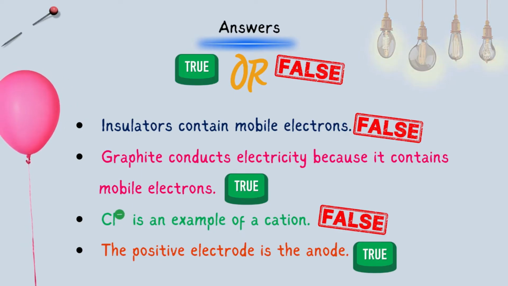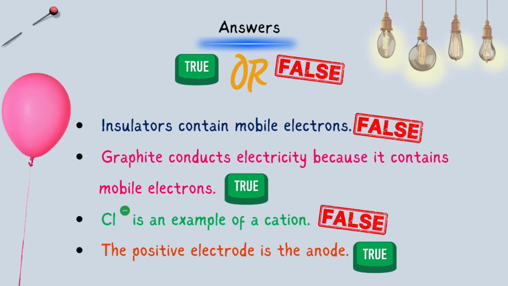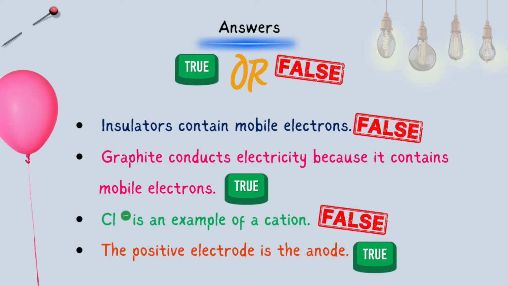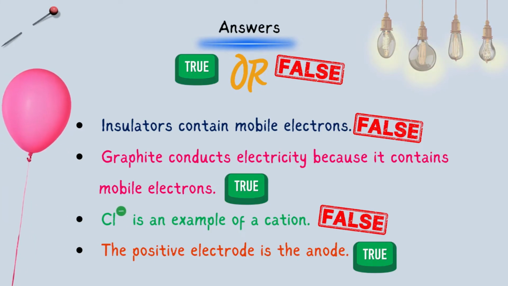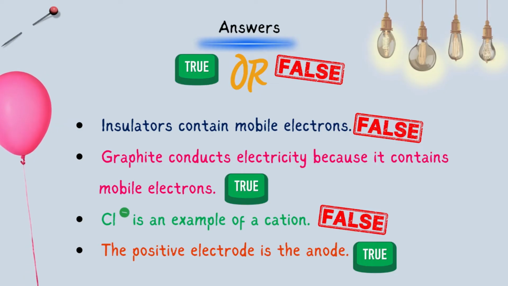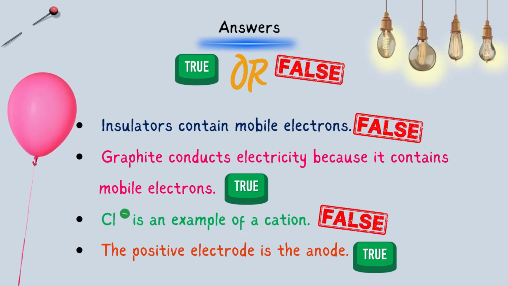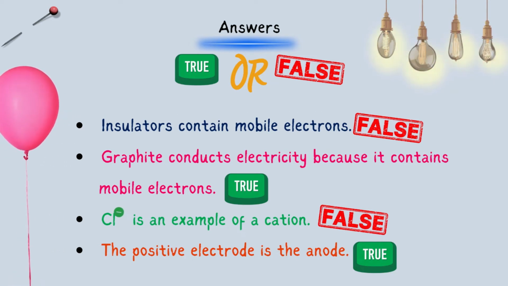Insulators do not contain mobile electrons, so statement number 1 is false. The second statement is true. Graphite conducts electricity because it contains mobile electrons. Chloride ions are not cations, they're actually anions because they have a negative charge. And the positive electrode is indeed the anode. This is why this statement is true.